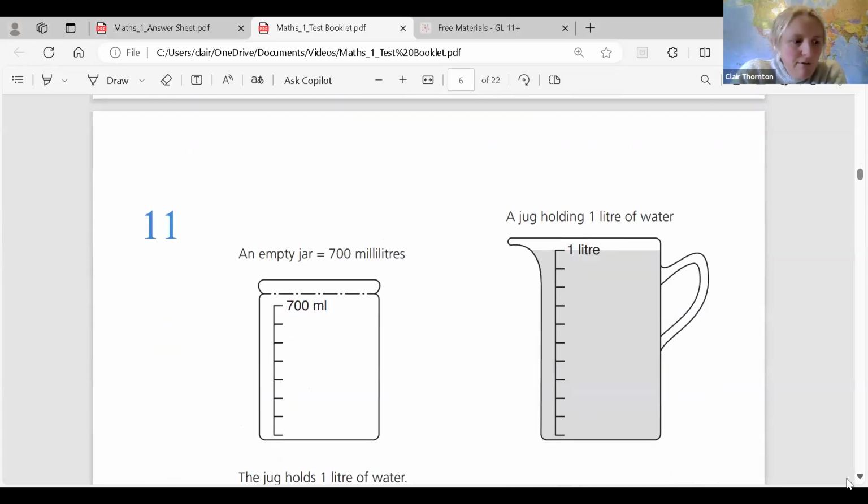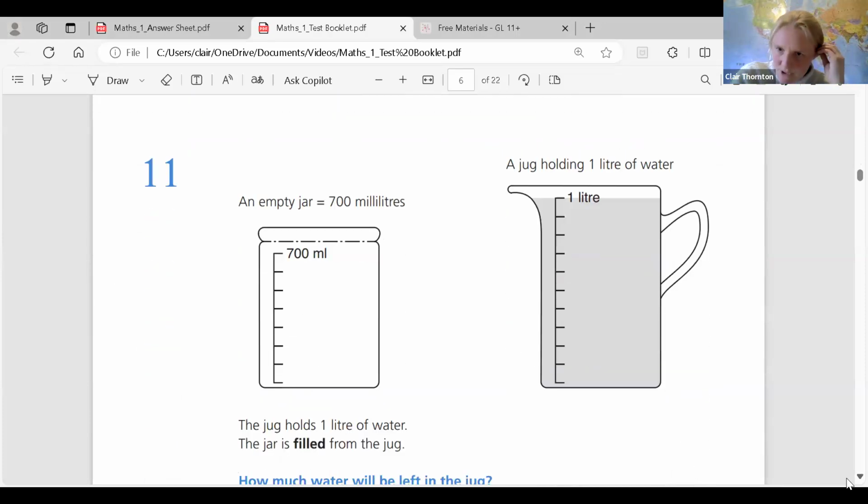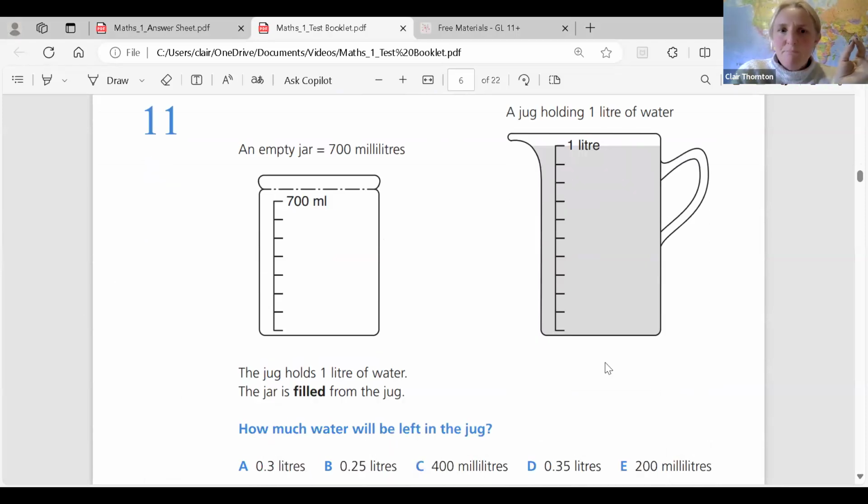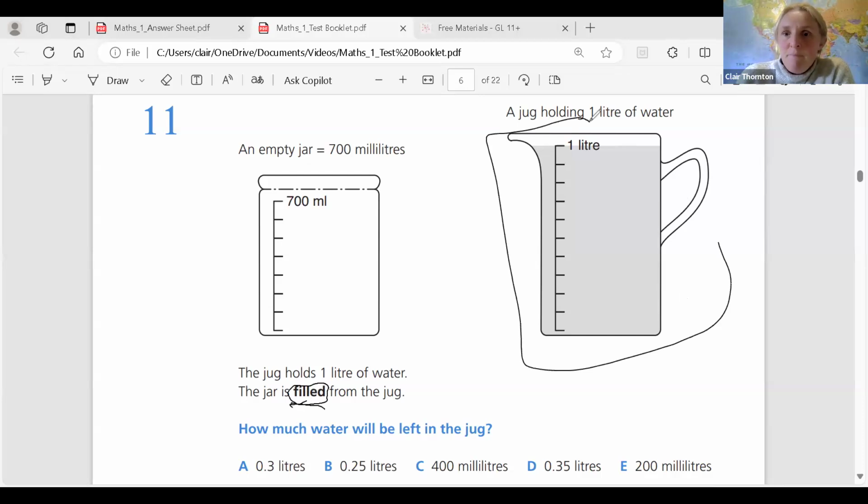Okay, question 11. I'm going to just do this one because this is a really interesting example of how it's really important to read the bold bits. Now, in the 11 plus paper, they only ever put words in bold for a reason, okay? It's for you to take charge of, to see that bit. So what I would suggest you do is whenever you come across a word that's bold, literally put a circle around it or something. Know you've got to focus on that. Okay, so for this one, the jug holds 1 litre of water, which obviously is this one here.